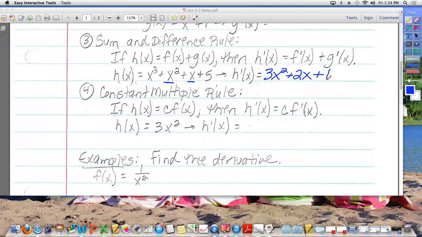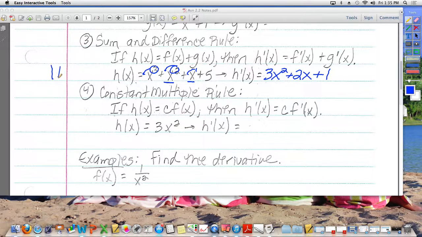Would you still go back and do it the old way? How did you get that again? I took this power of 3, put it in front, subtracted 1 from the power. 3x squared. Then I did this one. I put the 2 out front, subtracted 1 from the power, so it got me 2x to the 1 power. Here, this is x to the first power. So I put the 1 out front, making it 1x to the 0 power.